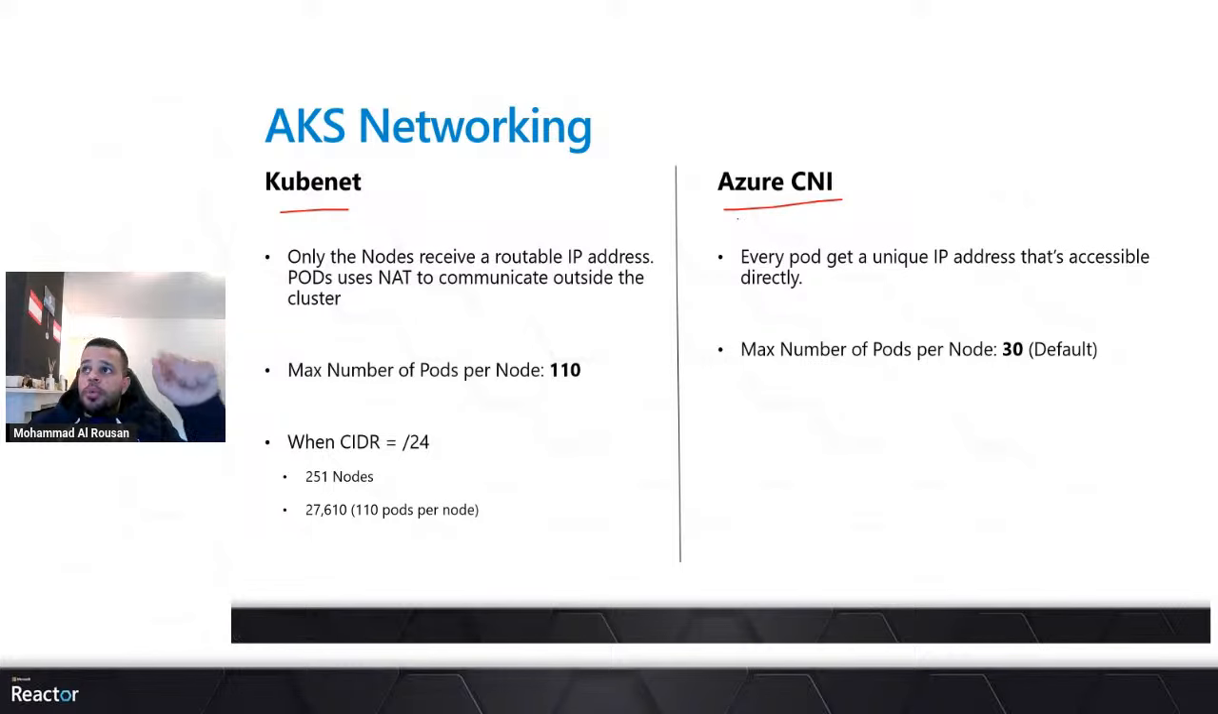While in Azure CNI, both pod and nodes will receive a routable private IP address. So unlike Kubenet, the traffic to an endpoint in the same virtual network is not NATed to the node primary IP address. One of the differences between them is that in Kubenet, you can have up to 110, this is the soft limit actually, pods in each node, while in Azure CNI, you can have up to 30. This is the soft limit, while the hard limit is 250 for both.